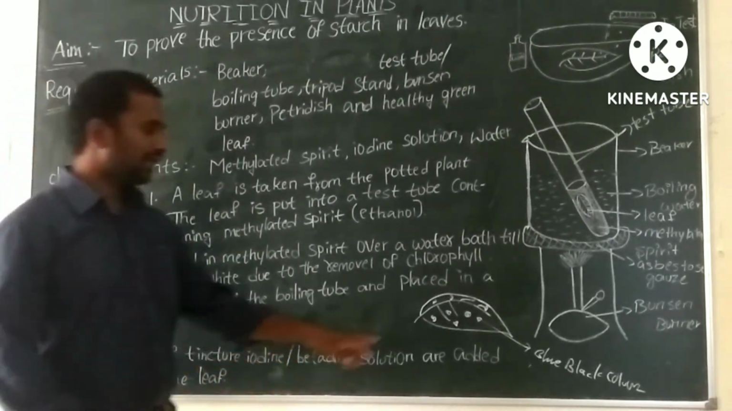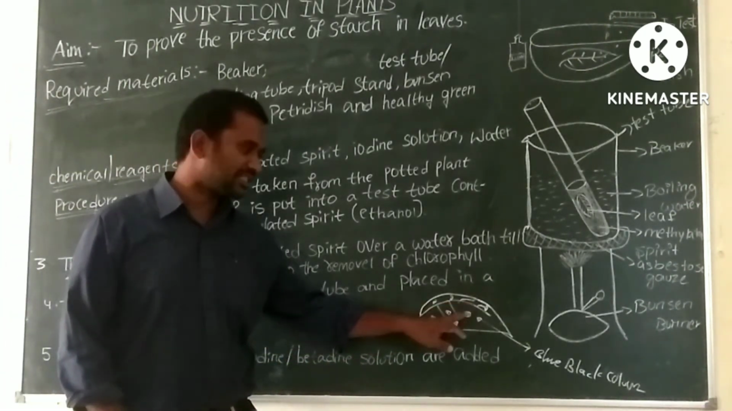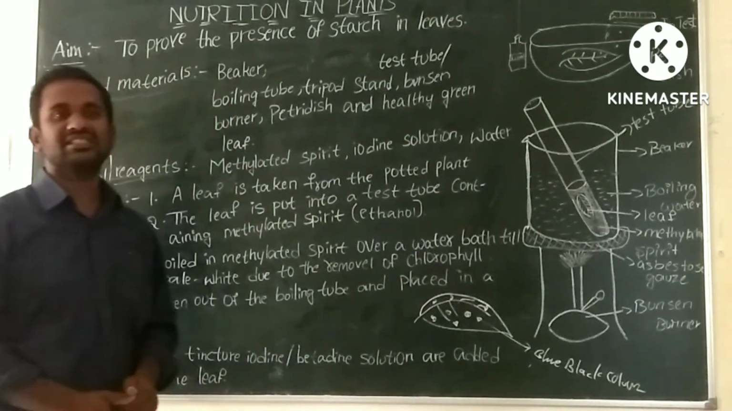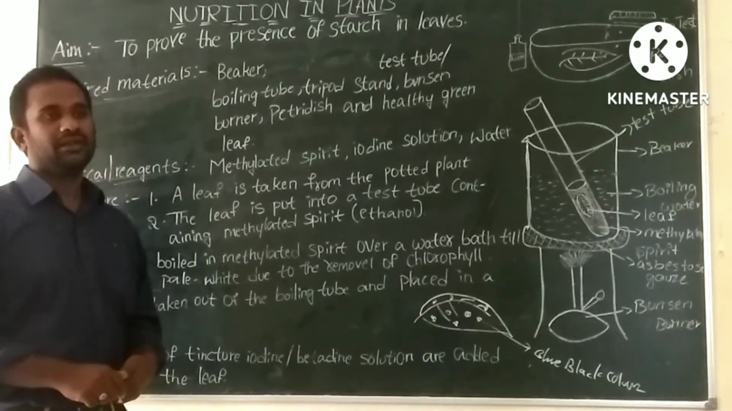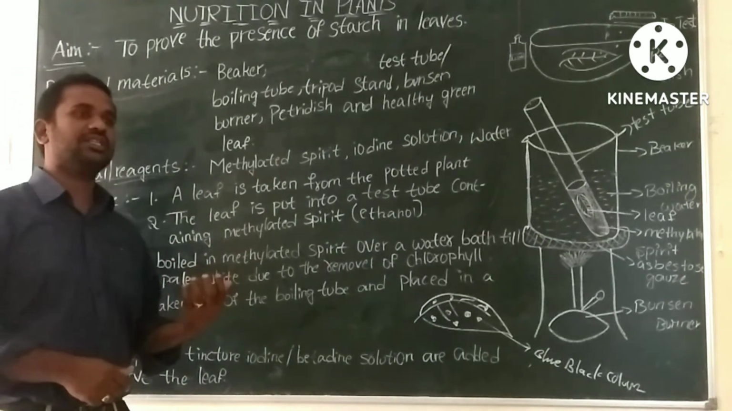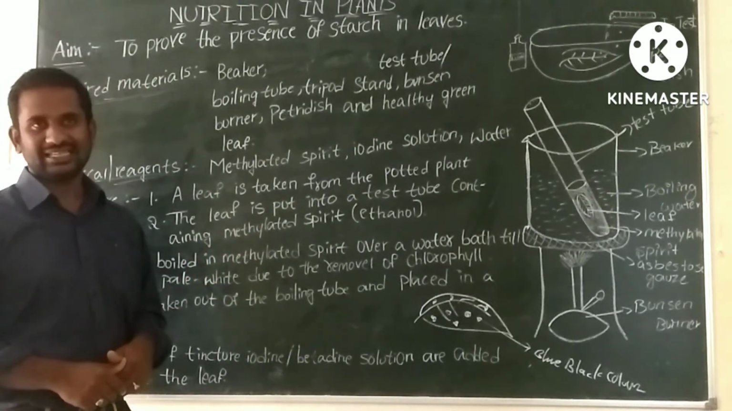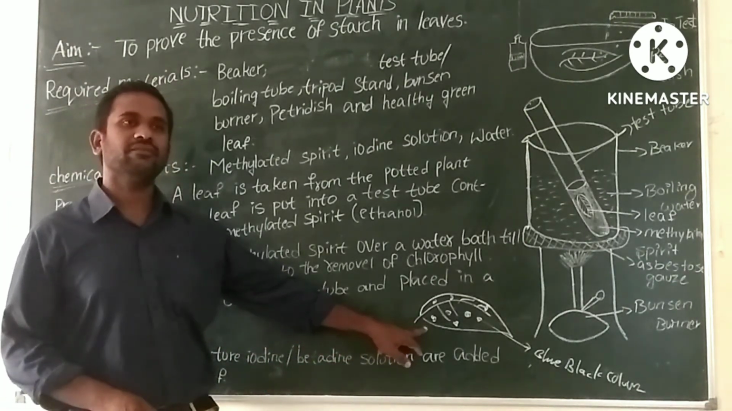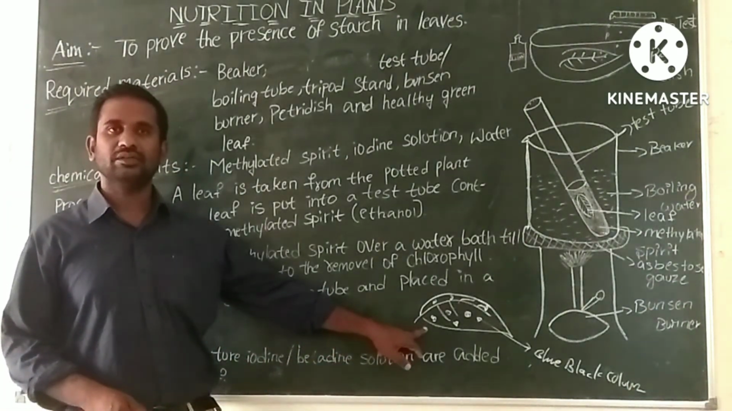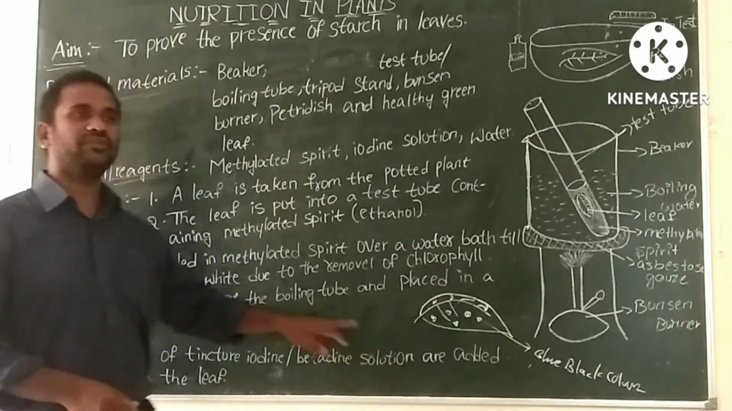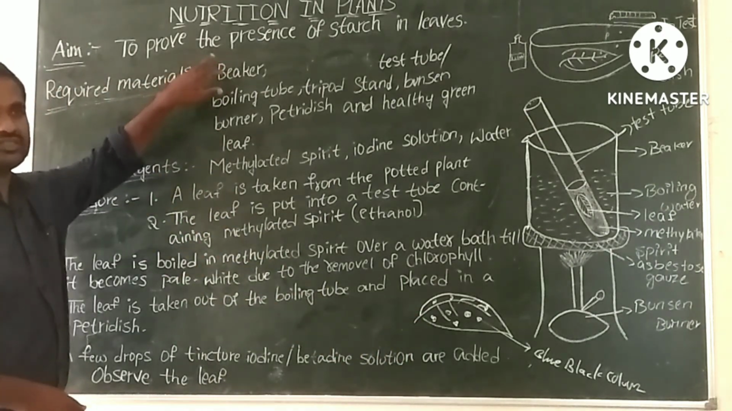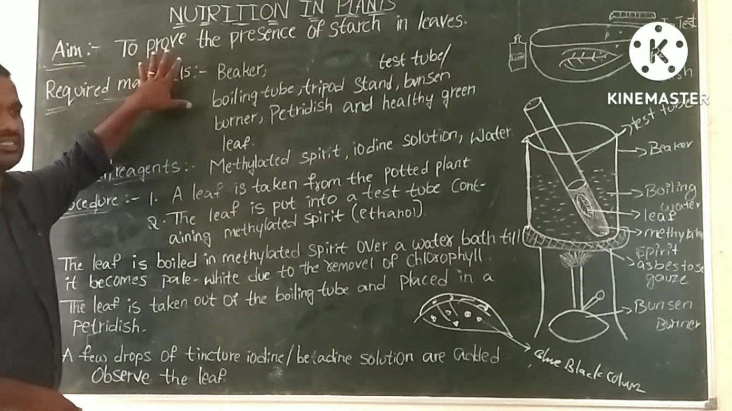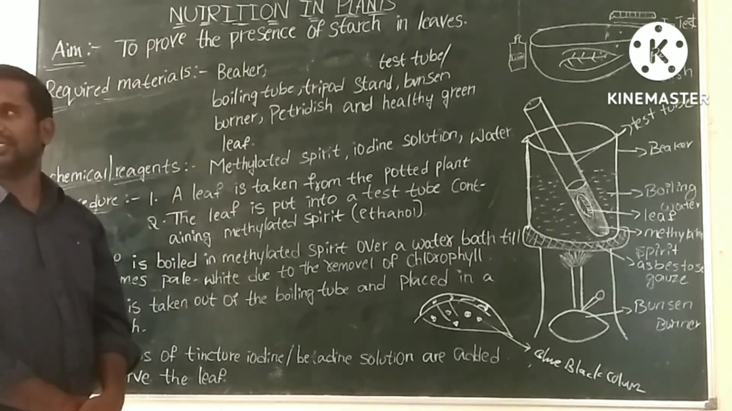We can observe blue-black color spots on the surface of the leaf. It indicates the presence of starch in the leaf, which is produced in photosynthesis. Do you understand? Yes, sir. So this is the leaf which contains blue-black color. This experiment was proved with the help of iodine. So that's why it is called an iodine test. Okay, I understand. Yes, sir.